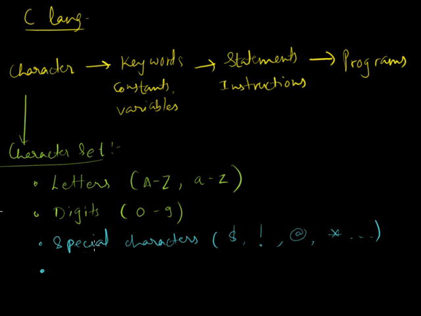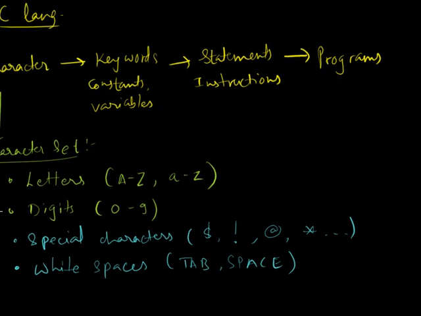Also, there are some characters which you cannot see. Such characters are called white spaces. White spaces are the characters which are not visible, which do not usually make sense, like the tab character or the space character. So these form the character set of the C language. Now let us learn what are constants and variables. First we'll look at it from the mathematical point of view, then we'll look at it from the C programming point of view. So we have constants and variables.